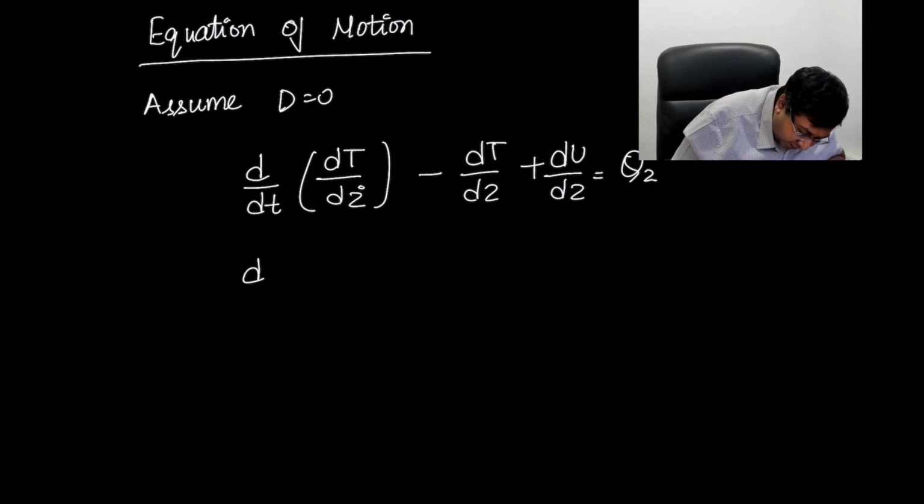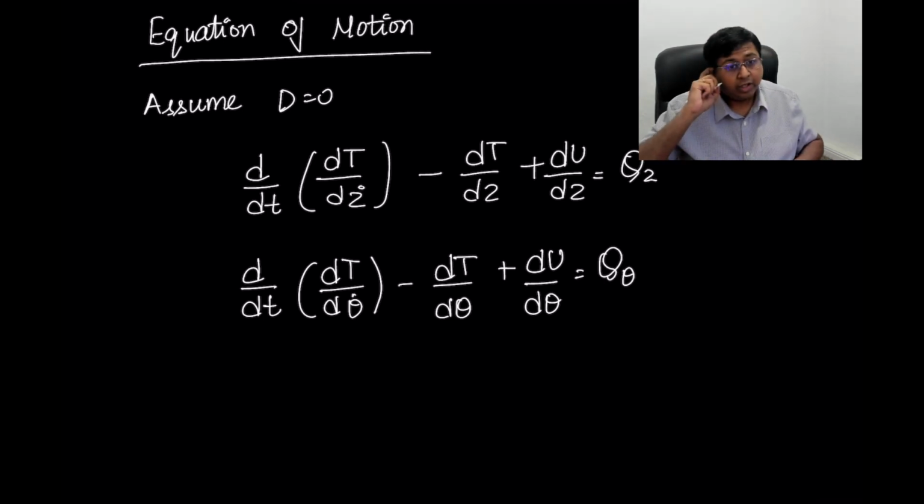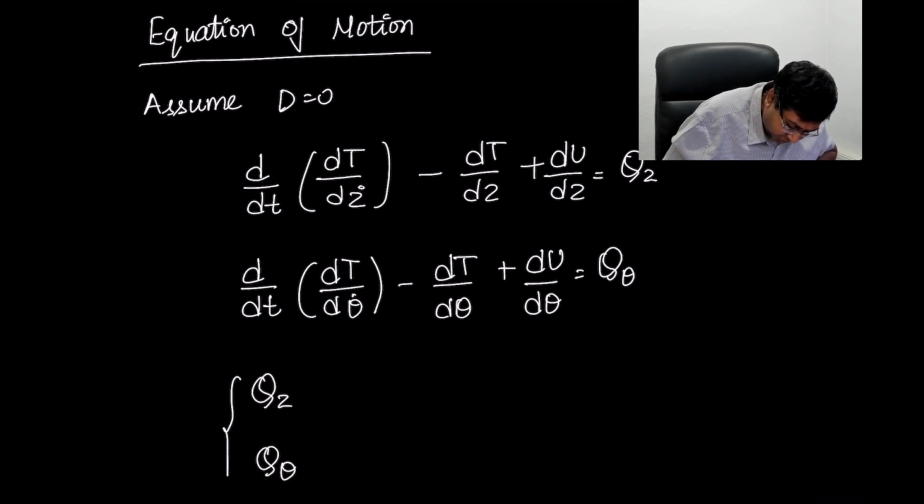So we can write d/dt of dT/d theta dot minus dT/d theta plus dU/d theta equals some Q_theta. Let us also remember what Q_z and Q_theta are. These are our generalized work terms. These are our generalized work.